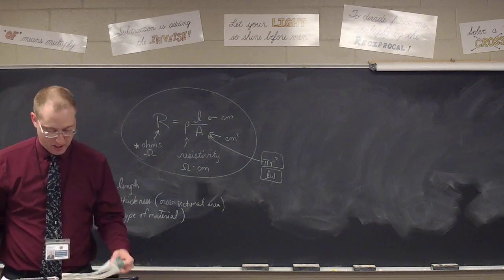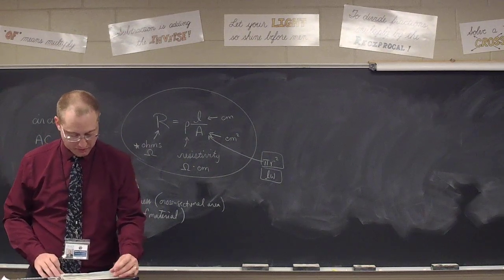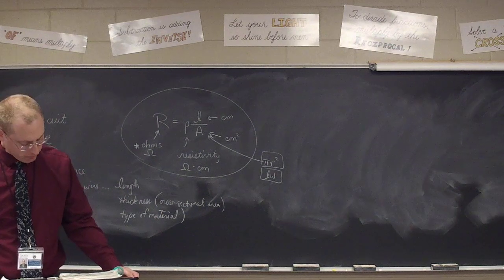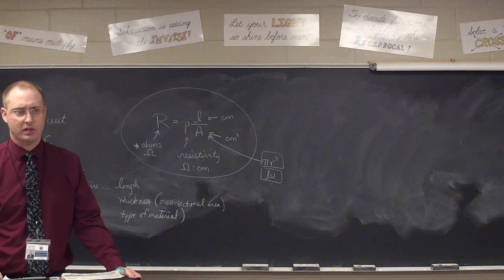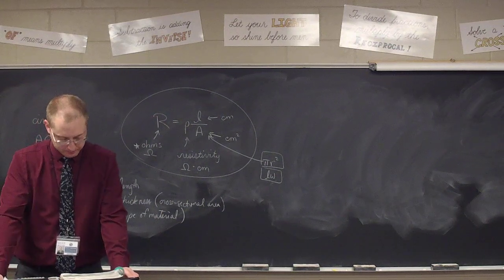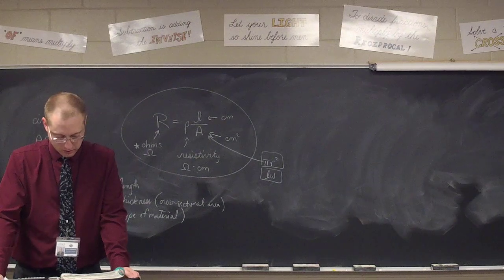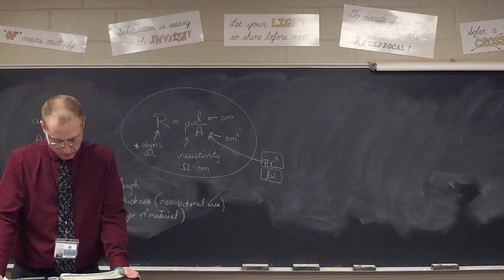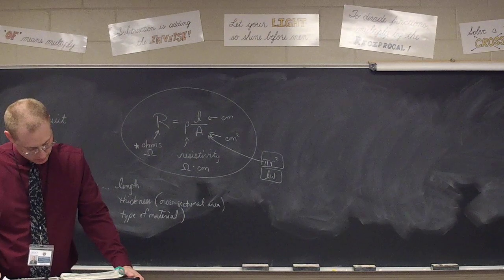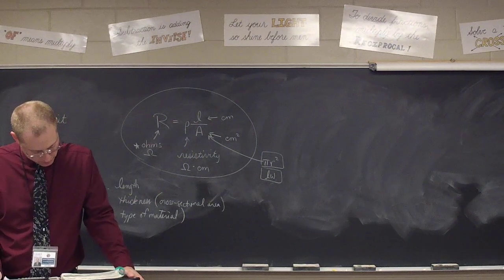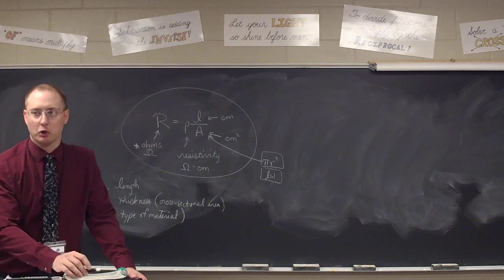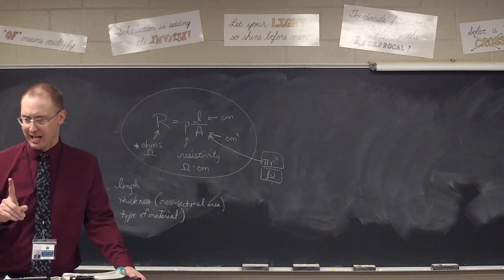Look, if you would, across the page then at the example problem, example 25.1, and read that for us, if you would, Audrey. A 1 kilometer long wire with a 0.5 millimeter radius is made of copper. What is the total resistance? All right, now half a millimeter radius would mean a 1 millimeter diameter.